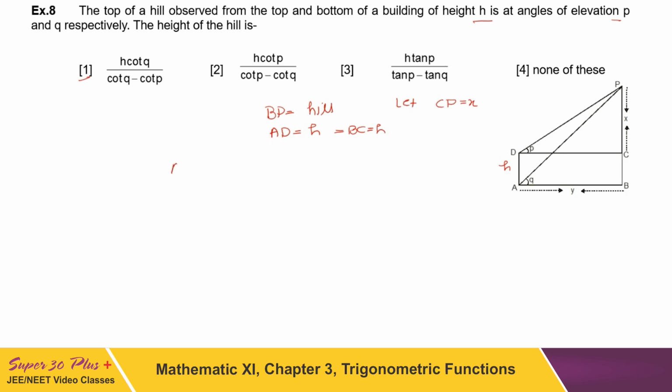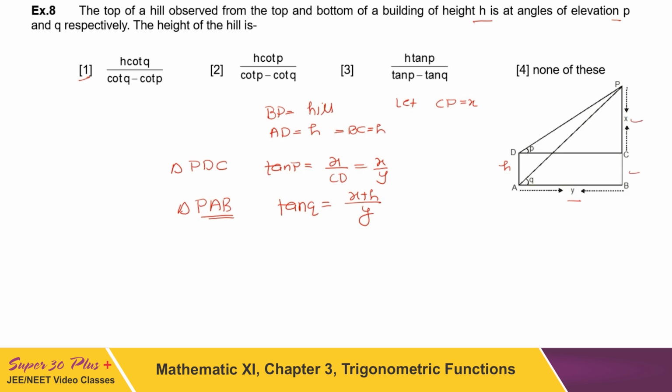In the triangle PDC, what is the value of tan p? The value of tan p is x upon CD. You can say let it be y, means it is x upon y. And in the triangle PAB, the value of tan q is x plus h upon y. Now we have to find the height of the hill, means we have to find x plus h.